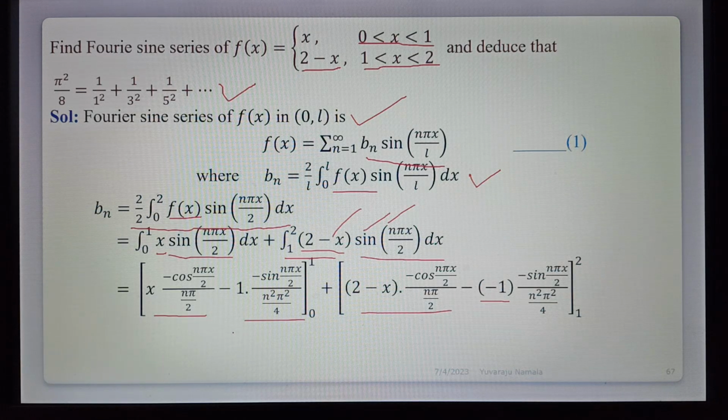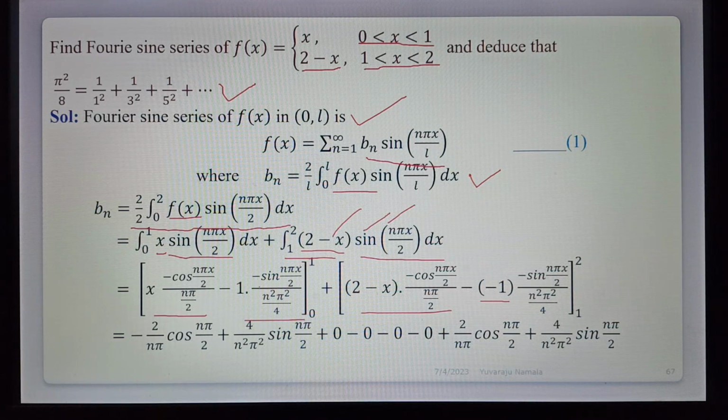Substituting the limits, the first one, x is equal to 1: 2 by n pi, take the reverse, minus 2 by n pi, x is equal to 1, cos n pi by 2. Next sin n pi x by 2, that is sin n pi by 2, x is equal to 1, there minus into minus plus 4 by n square pi square into sin n pi by 2. Next lower limit 0, here x is equal to 0, 0, next sin 0 is 0. Next second term x is equal to 2, that is 2 minus 2, 2 minus 2 is 0.